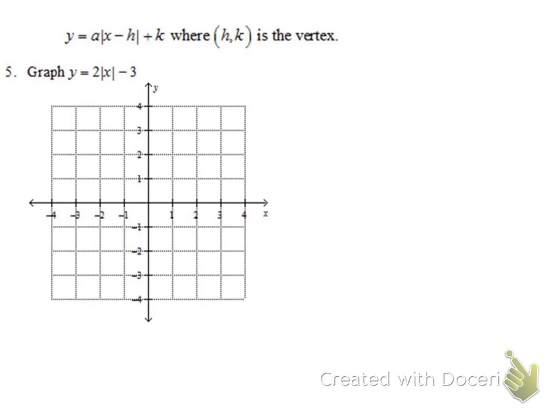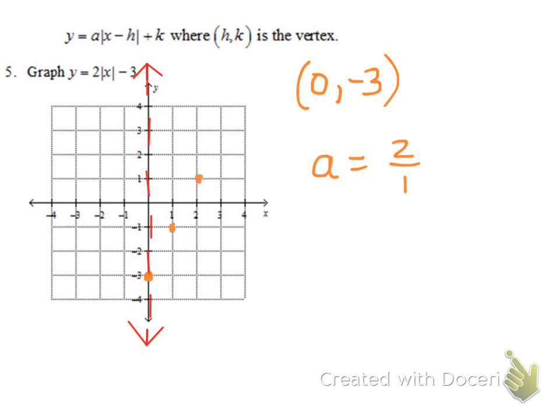This time we don't see a number with the x inside of the absolute value, so h is 0. And then our k is -3. Plot a point at 0, -3. Draw your axis of symmetry going through it. This time our slope of the right side is 2, or as a fraction 2/1. So go up 2, to the right 1. So then reflect that.